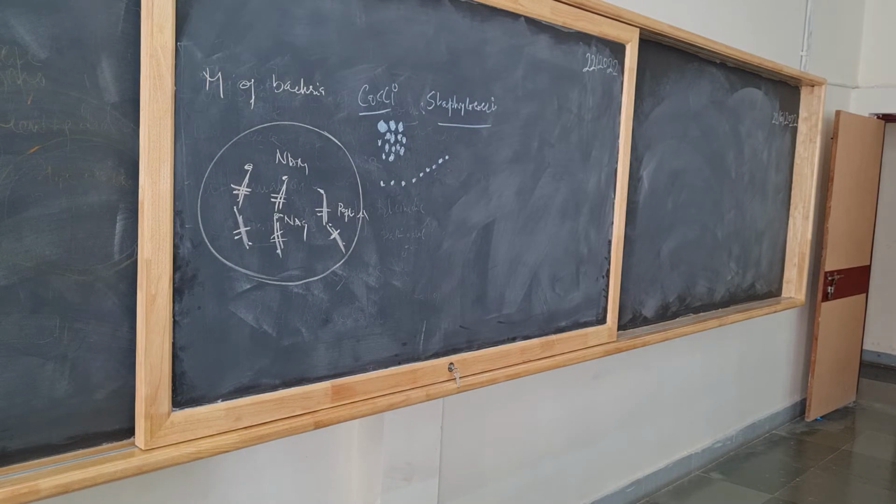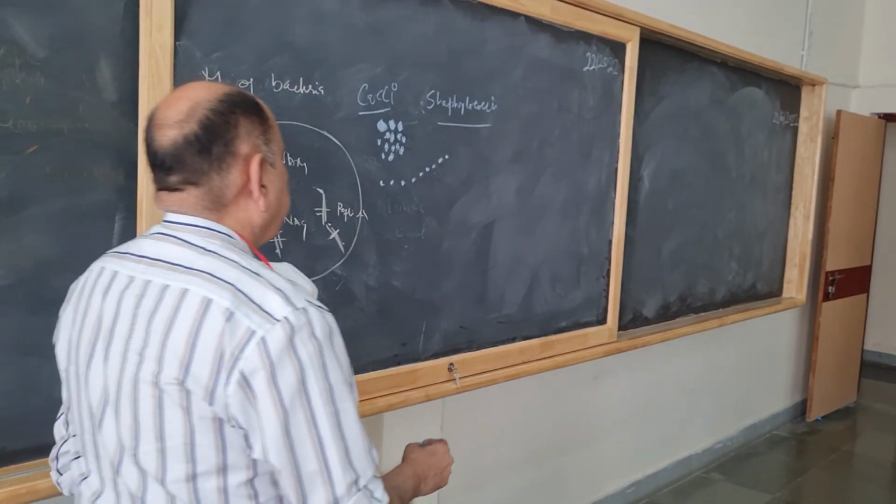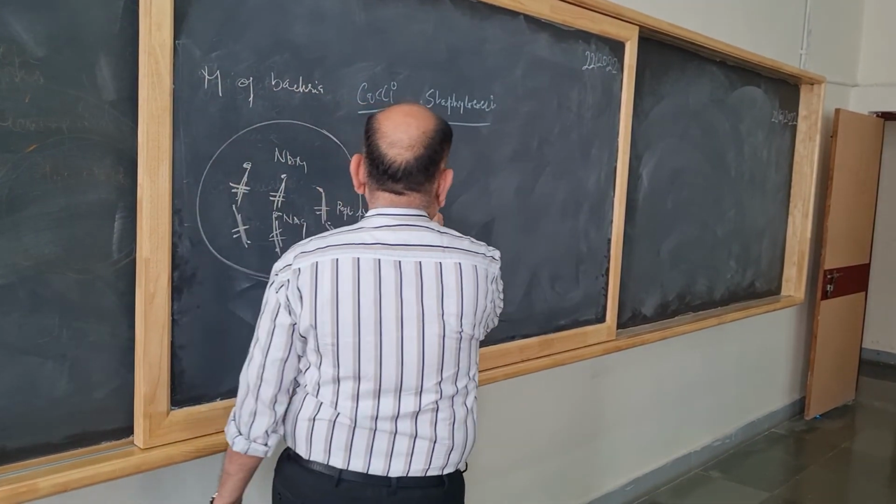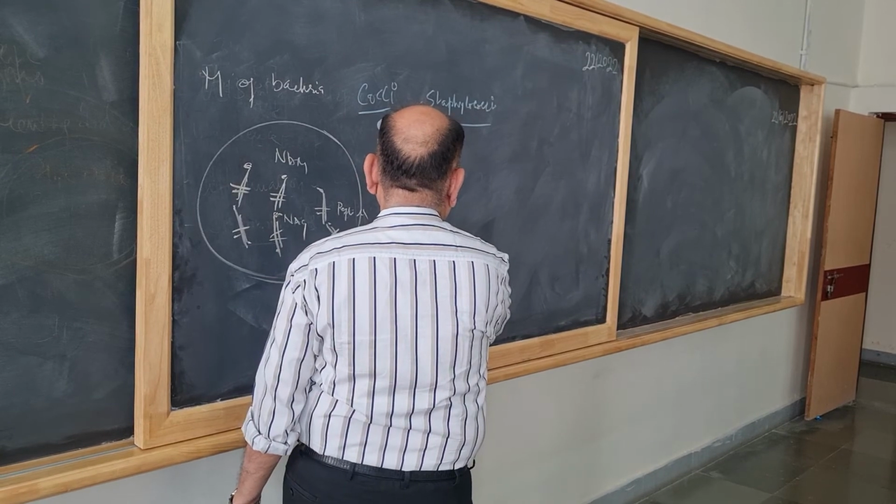Next cocci is pneumococci. It should be triangular. It is called pneumococci because it infects the lungs, causing pneumonia. Pneumococci is lancet shaped or flame shaped.